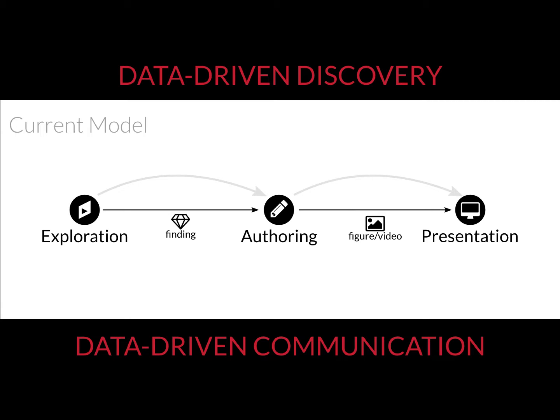In this model, information flow is shown by the black arrows, and the gray arrows indicate how you can go through these stages. You always start here with the exploration, then you move to authoring, and then to presentation. But there's no arrow back, as you can see here. Well, what's the problem with this?